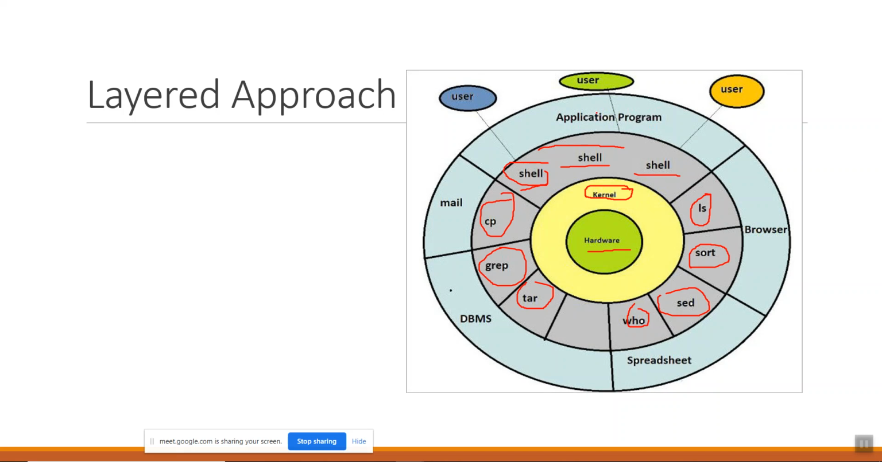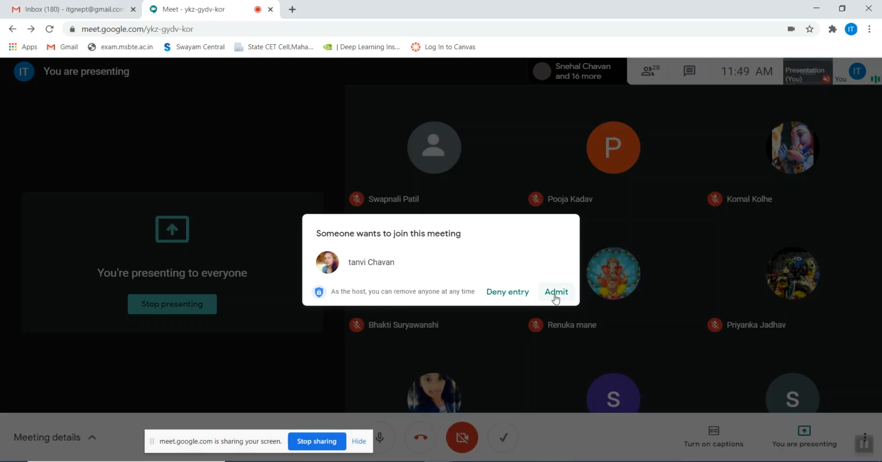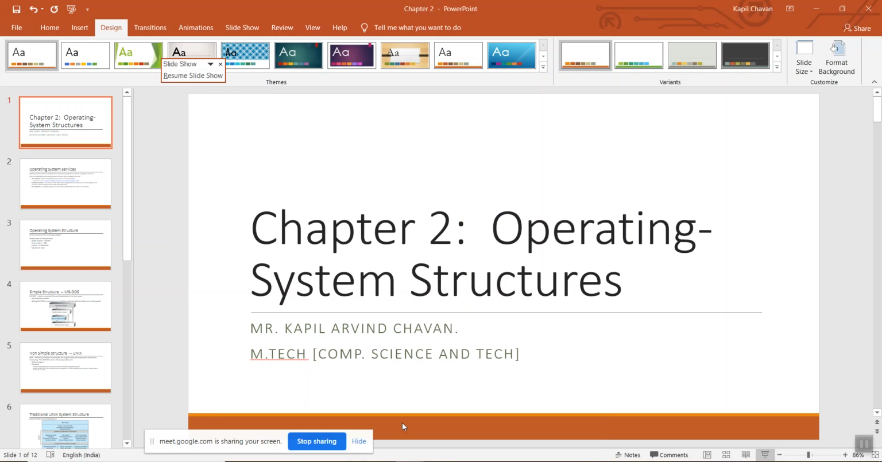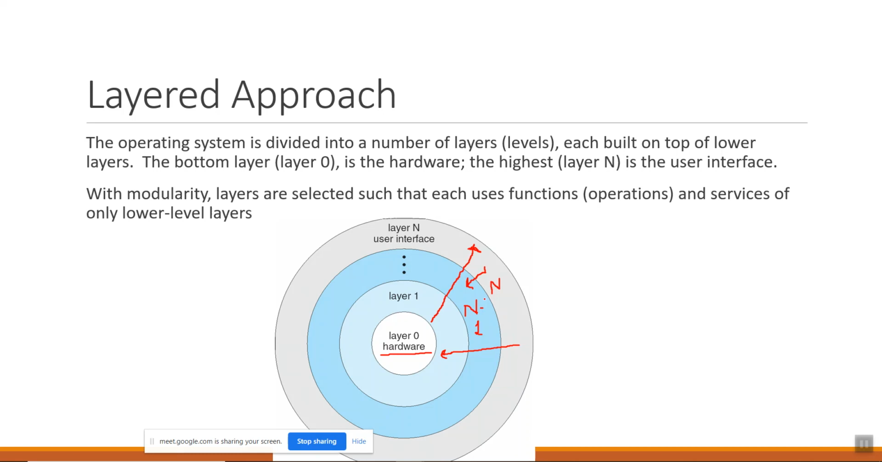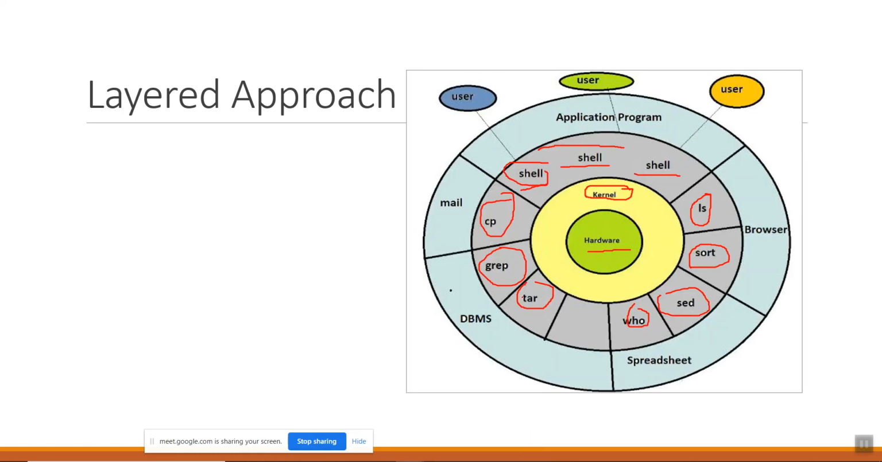When the user directly interacts with the application layer, that is the topmost layer, the n layer. We discussed in the previous slide that the n layer can interact with n minus 1. Here n is your application program. When I want to access some services, or when I want to access the hardware, I interact with n minus 1. That is nothing but the shell.